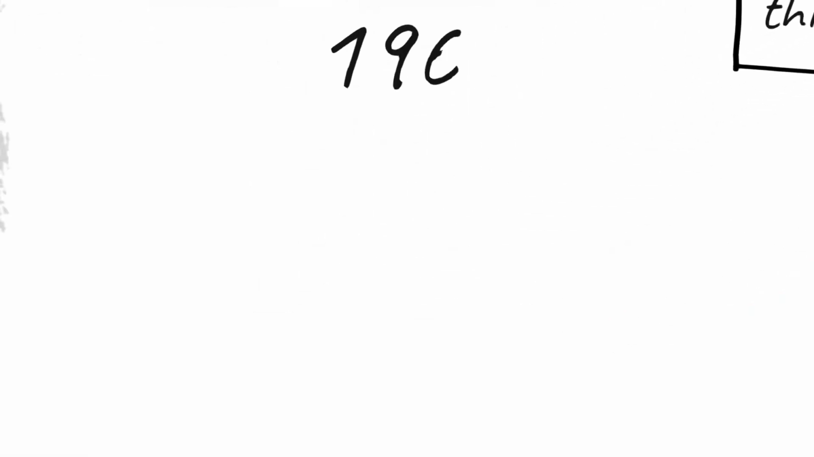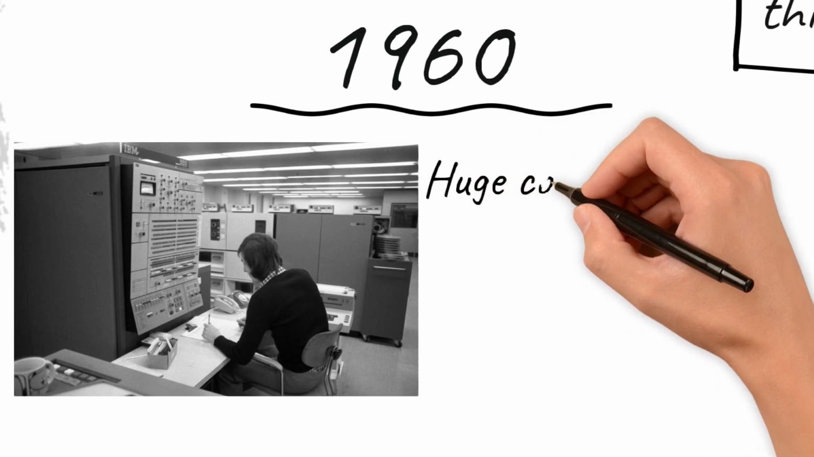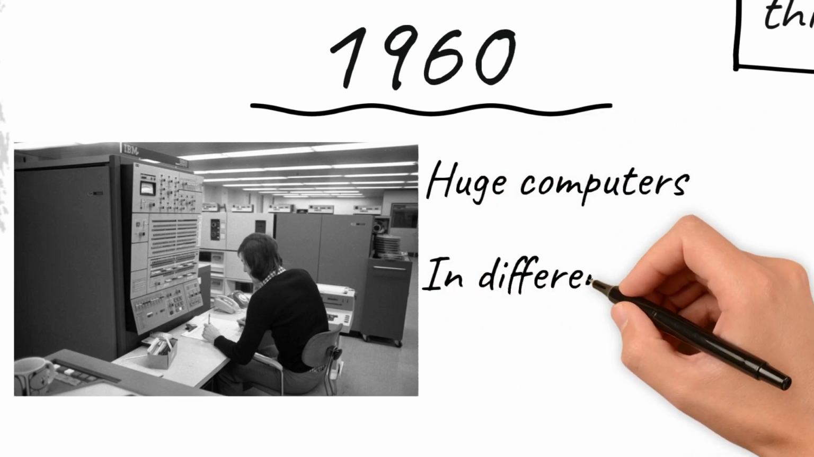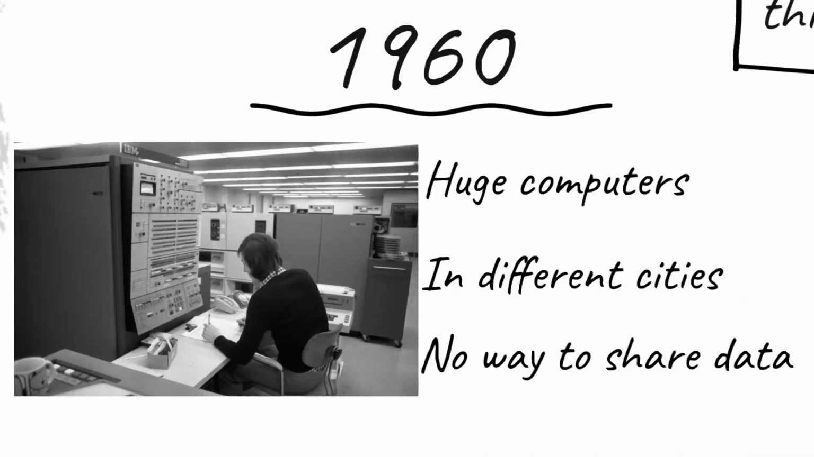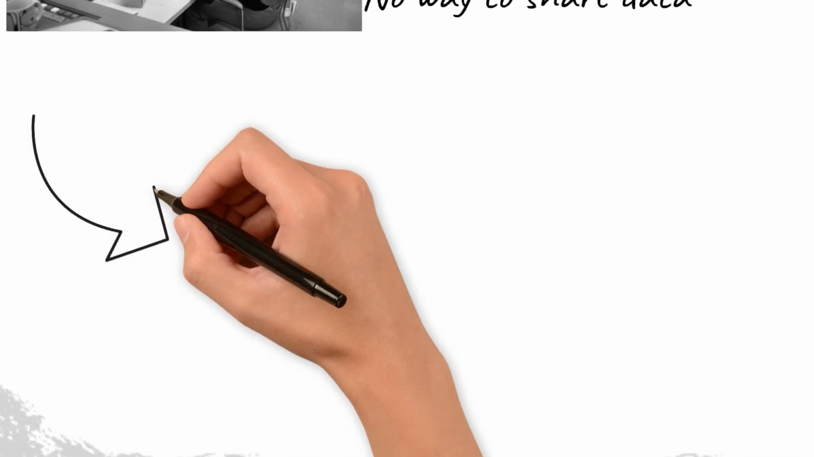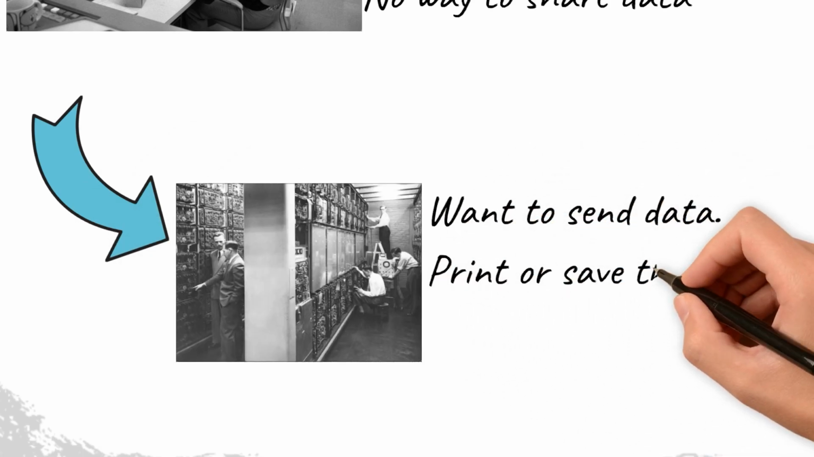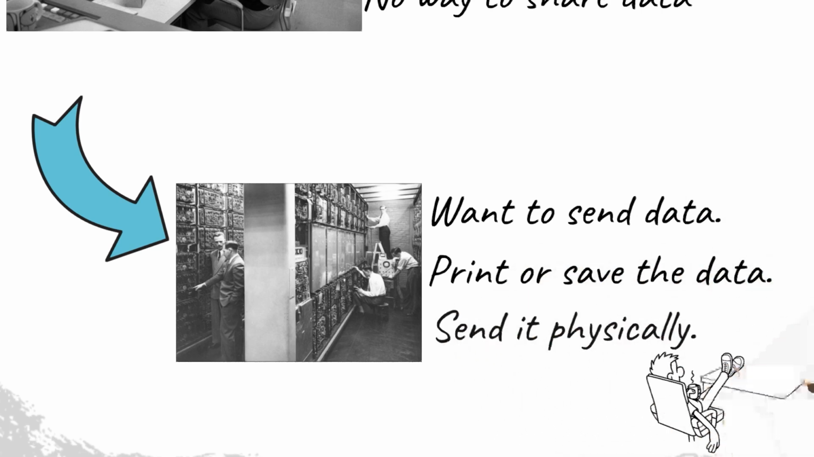Let's take a trip back to the 1960s. Back then, computers were huge, expensive, and worked completely alone. If a company had computers in 3 different cities, there was no way for them to share information directly. This was a big problem, especially for researchers who needed to work together. If they wanted to send data, they had to print it out or save it onto a tape and physically mail it. Can you imagine waiting days just to transfer a simple file?